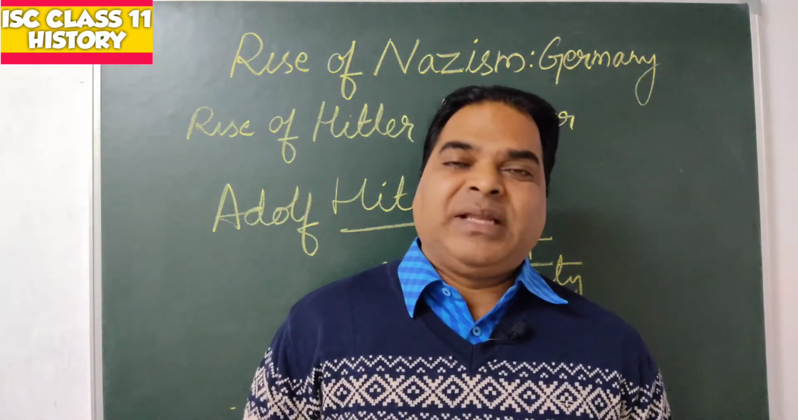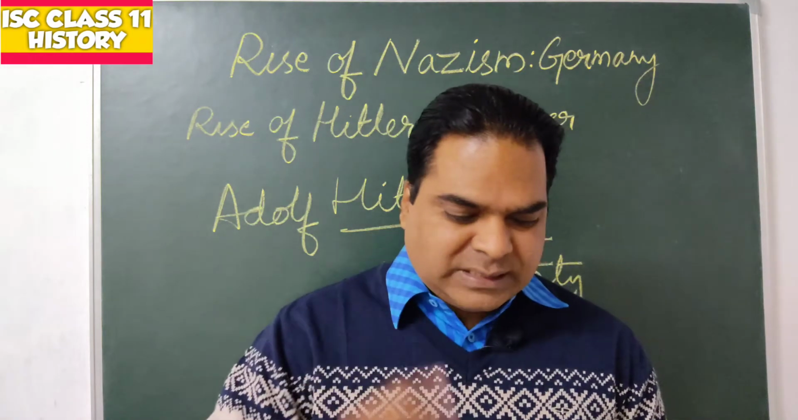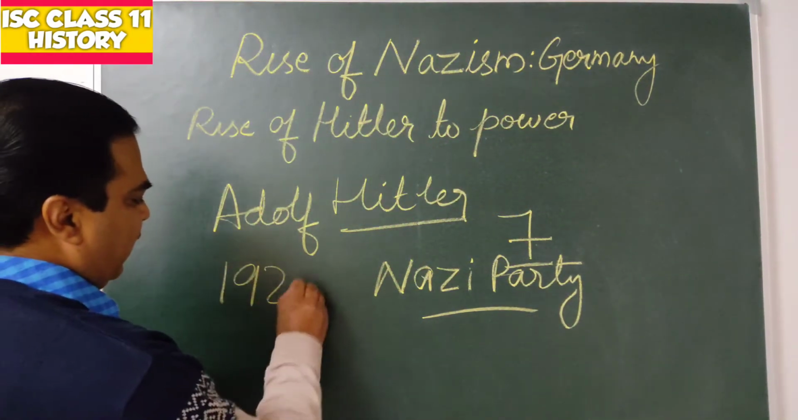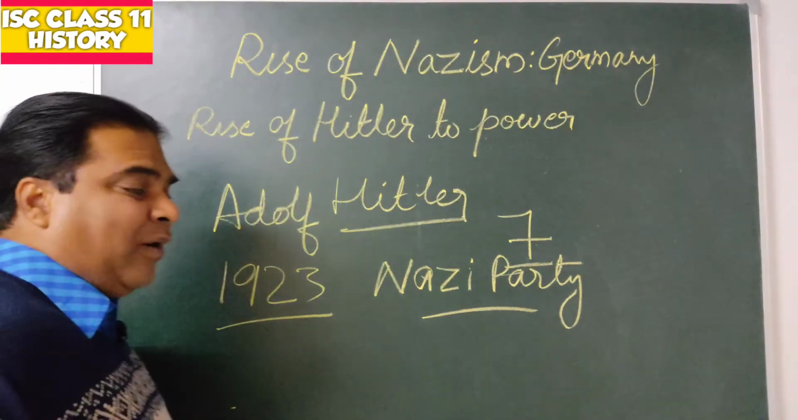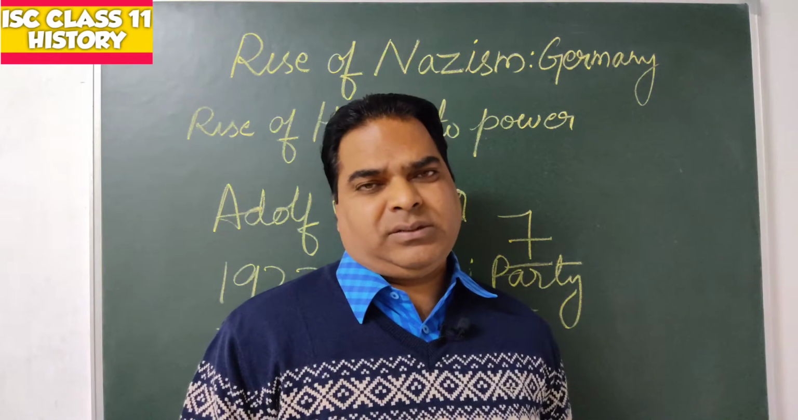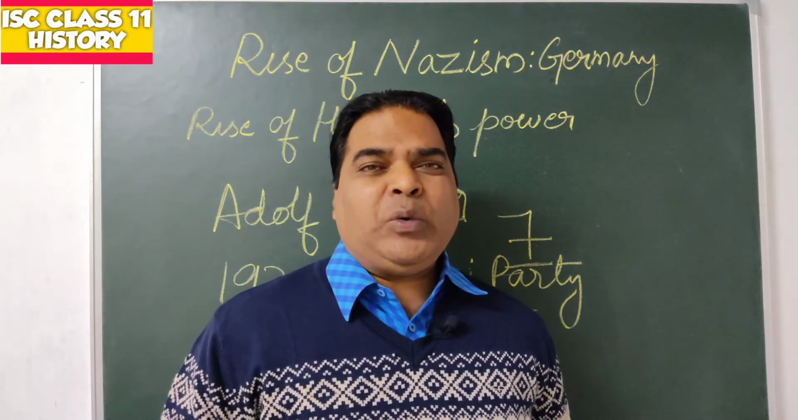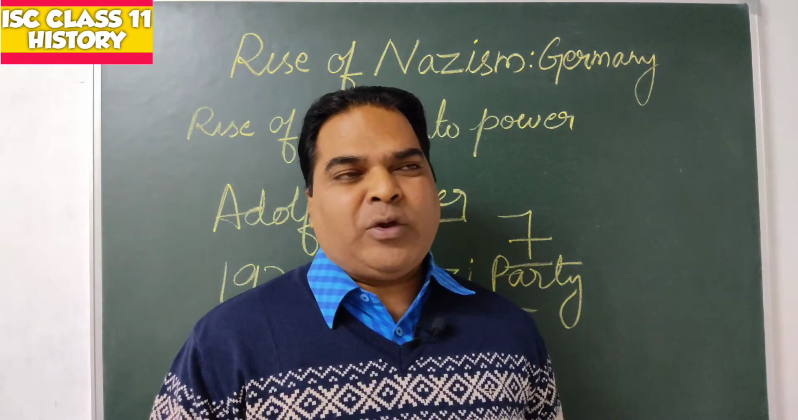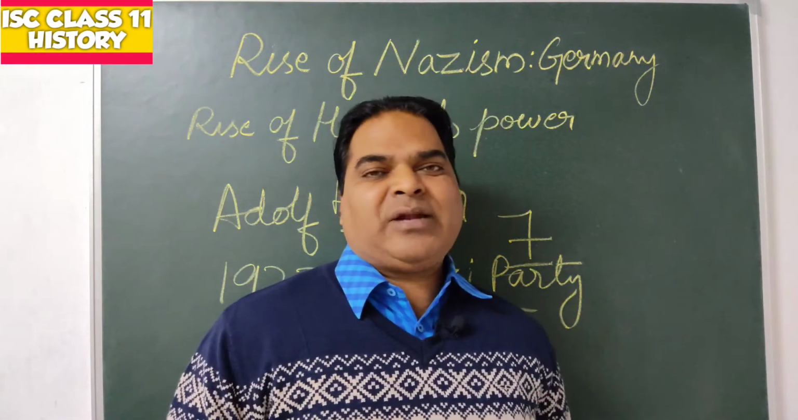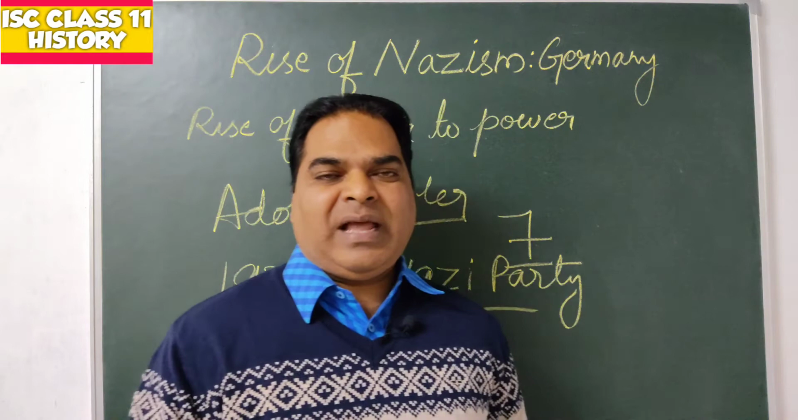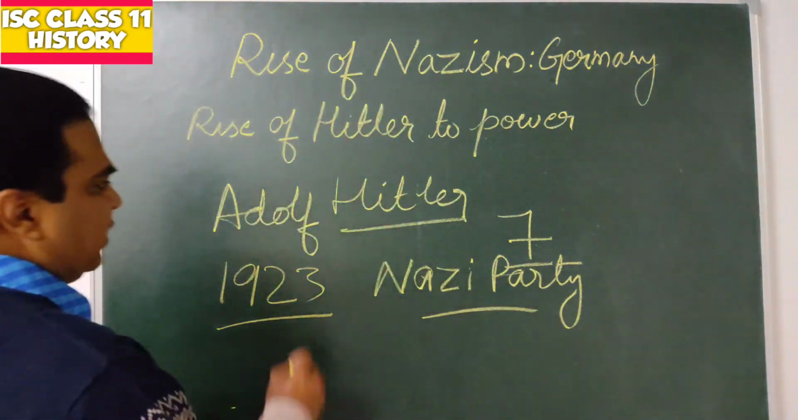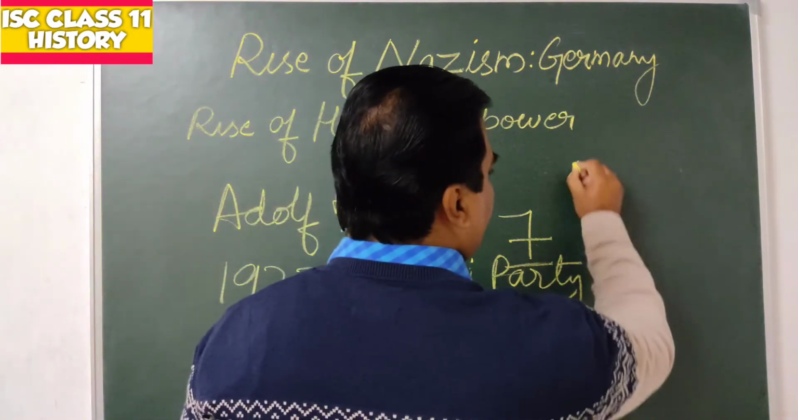Then in 1923, for the first time, he tried to capture the government. He executed a coup d'etat. Coup d'etat means when you force the government to fall. During that coup d'etat, he completely failed and he was arrested, and for that, he was imprisoned for how many years? 5 years.